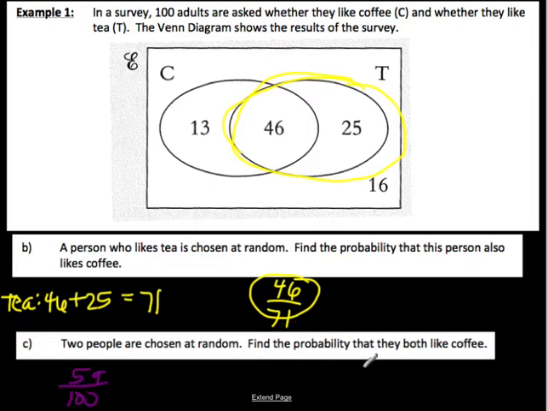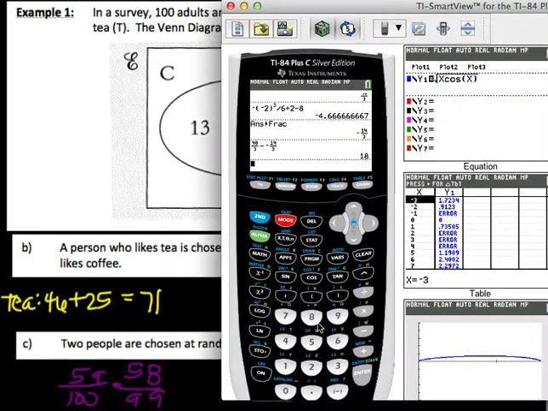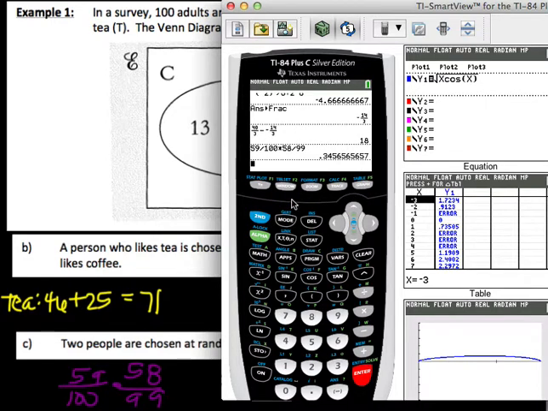So we're going to find the probability that they both like coffee. So this is the probability that the first person likes coffee times the probability that the second person will like coffee. Well, if I choose this person, I'm not going to choose this person again, so it's going to be 58 people out of 99. Okay? And if you're going to do this on your calculator, you would do 59 divided by 100 times 58 divided by 99. Okay? That's going to give me my answer as a decimal, and you can write that down.